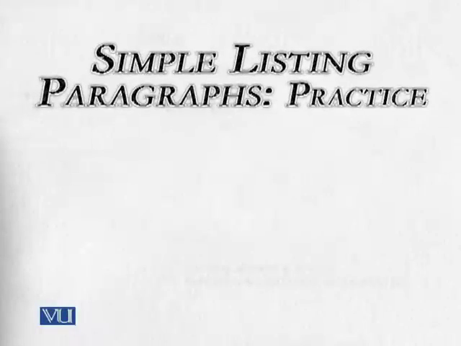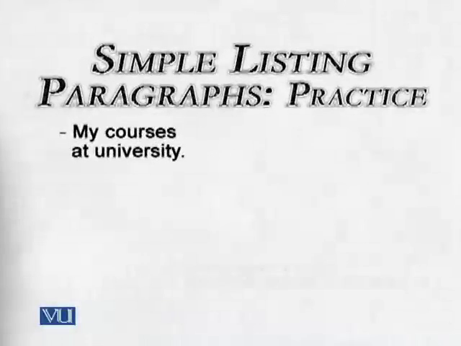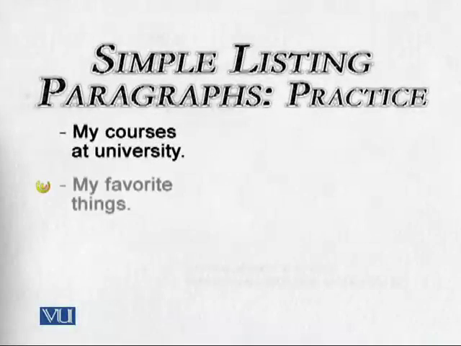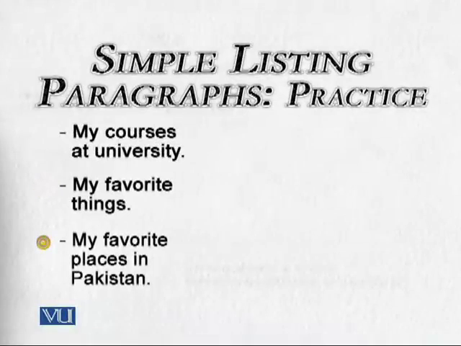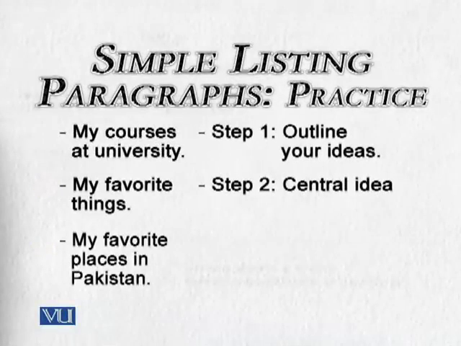Now, I'll not go ahead unless I give you a little homework. I have jotted down some topics for you. What you're going to do is, at home, try writing on these topics. Like you can write on my courses at university, my favorite things, my favorite places in Pakistan, the people in my family. Now, this homework is for listing paragraphs. It means you are going to prepare a listing paragraph. Listing paragraph means you will only list out things like your favorite courses.